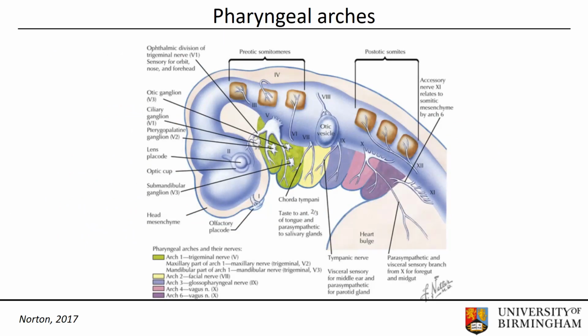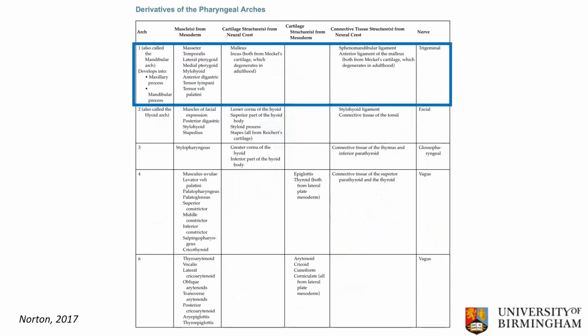So you have seen this diagram of the pharyngeal arches before. In green, we can see the first pharyngeal arch, which will give rise to the trigeminal nerve. Therefore, all the structures originating from the first pharyngeal arch will be innervated by this nerve. And you have also seen this table that summarizes the structures originated from each pharyngeal arch and which nerve belongs to each pharyngeal arch as well.